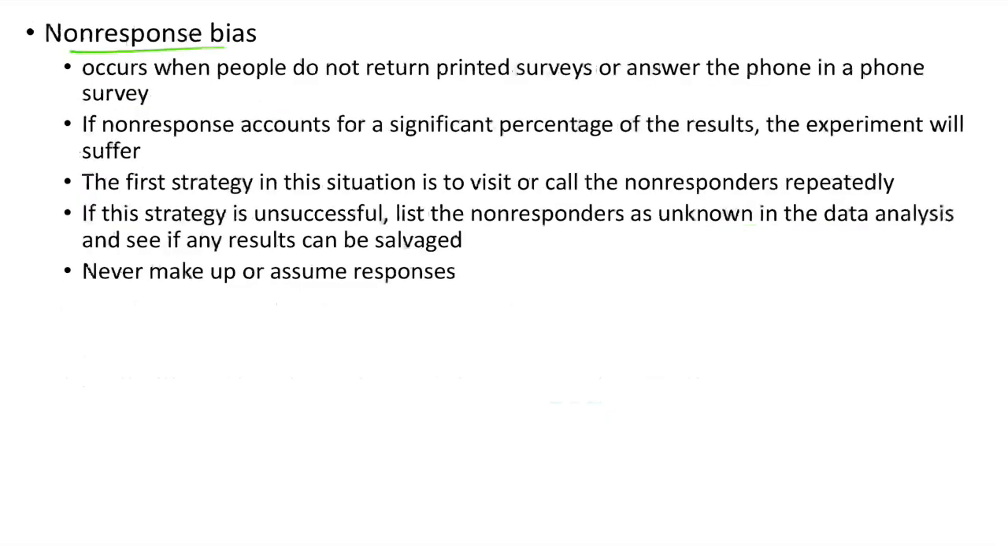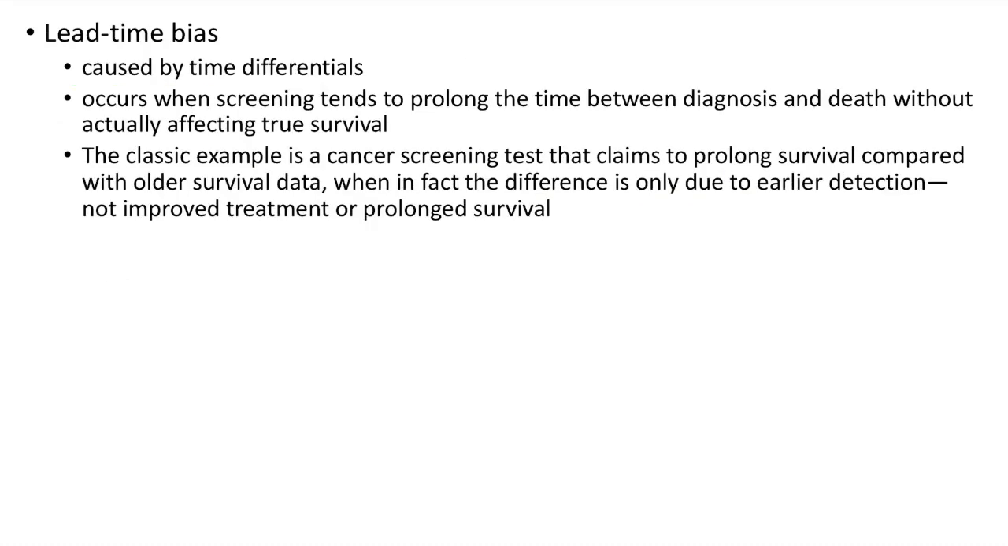Now let us see about non-response bias. It occurs when people do not return printed surveys or do not answer the phone in a phone survey. If non-response accounts for a significant percentage of the results, the experiment will suffer. The first strategy in this situation is to visit or call the non-responders repeatedly. If this strategy is unsuccessful, we have to list the non-responders as unknown in the data analysis and see if any results can be salvaged. We should never make up or assume responses.